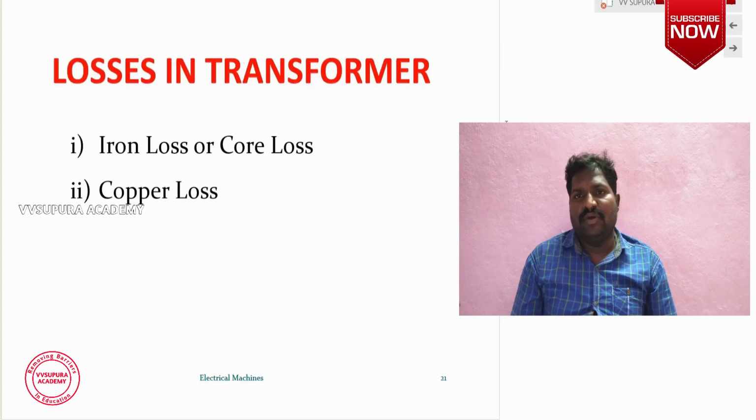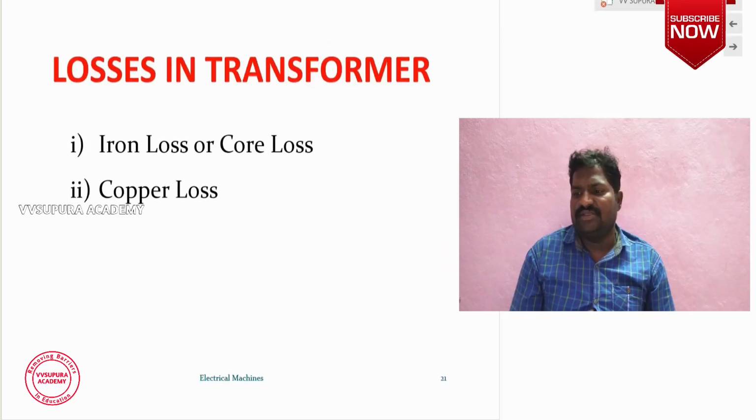Now let's discuss the different losses in the transformer. In the transformer, we use a primary winding and a secondary winding. Wherever we use copper windings, there are definitely copper losses. The copper losses are because of the resistance inside the copper wire, so they can be represented as I square R losses. These are all I square R losses.